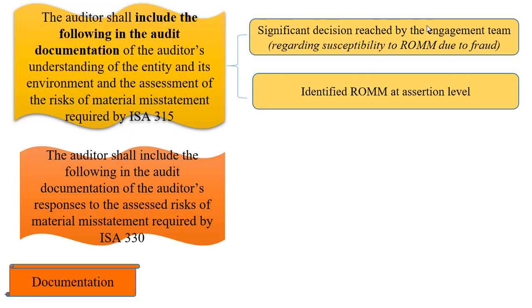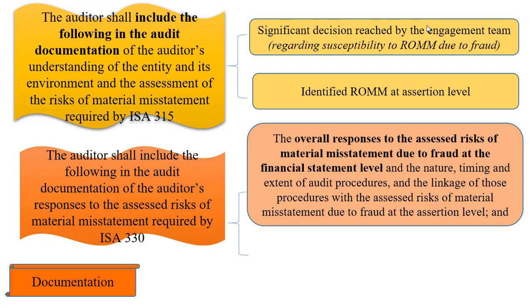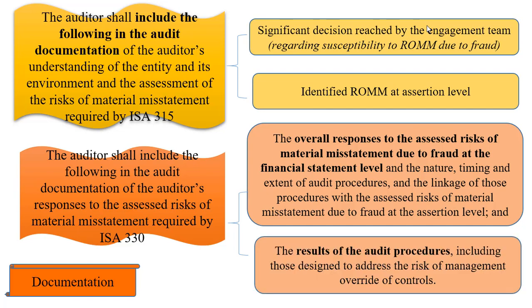The auditor shall include the following in the audit documentation of the auditor's response to the assessed risk of material misstatement required by ISA 330: the overall responses to the assessed risk of material misstatement due to fraud at the financial statement level, and the results of audit procedures, which of course include those designed to address the risk of management override of controls.